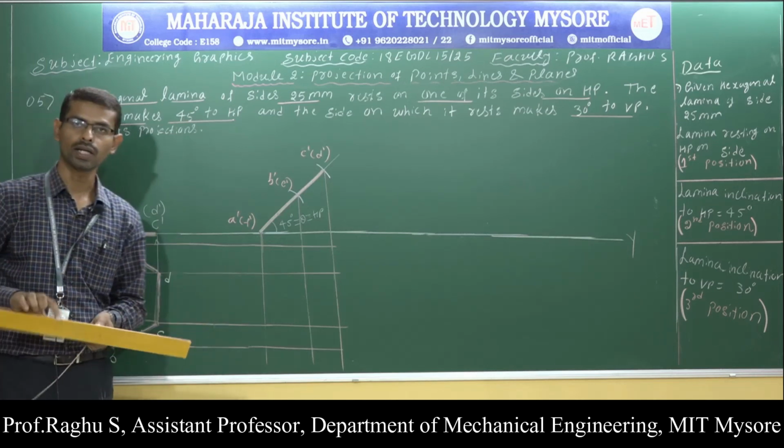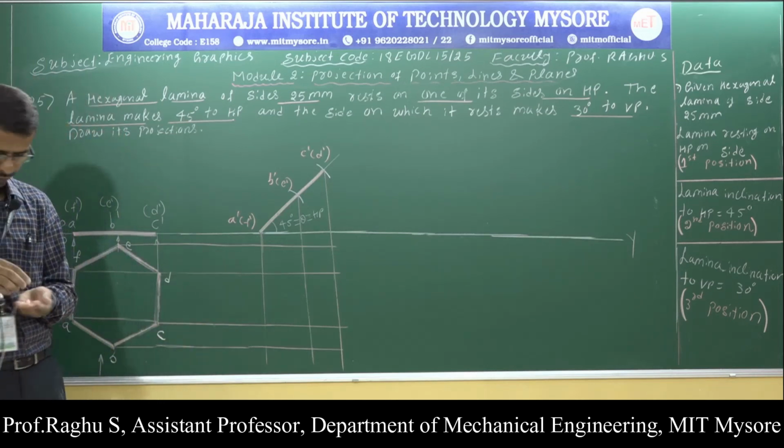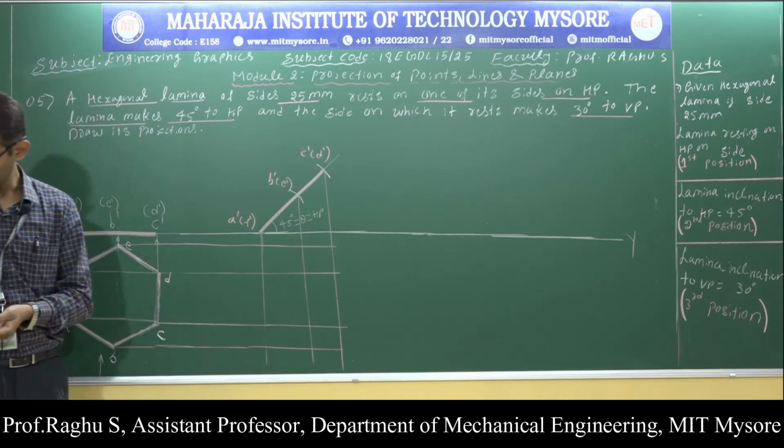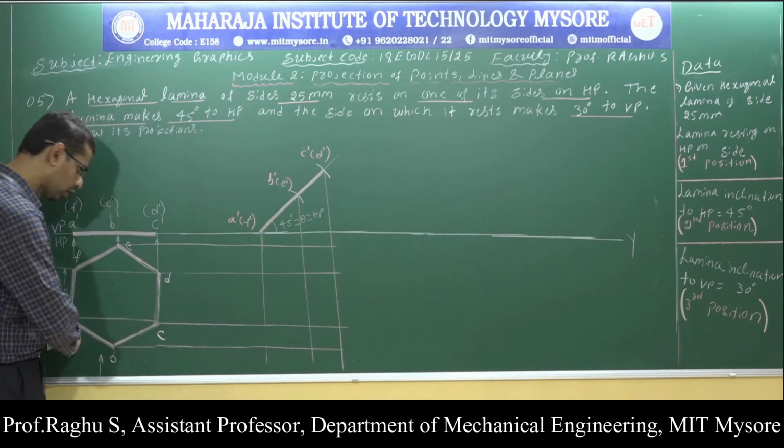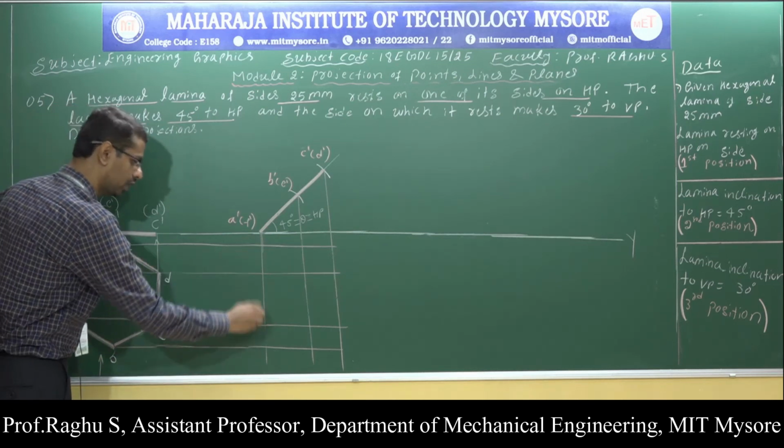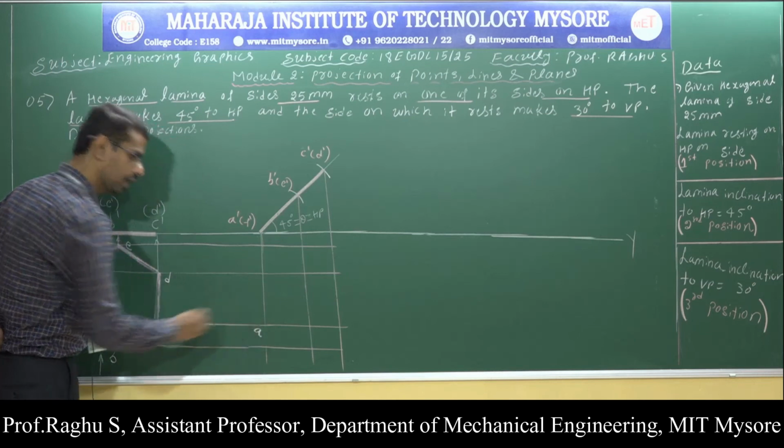So draw vertical and horizontal projections. Now locate points A, B, C, D, E and F. This is the horizontal projection of point A and this is the vertical projection of point A. So therefore this is A.